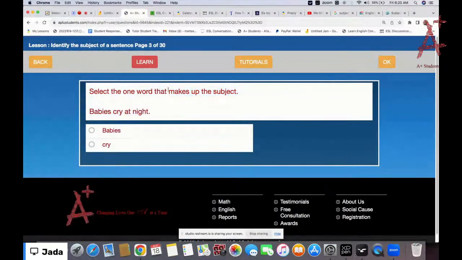Select the one word that makes up the subject. Babies cry at night. So you need to find the subject. Who is crying at night? It's babies, right? The babies cry at night. So babies is the subject.